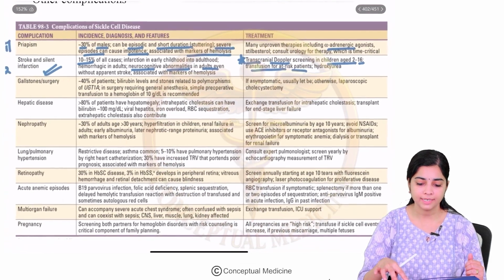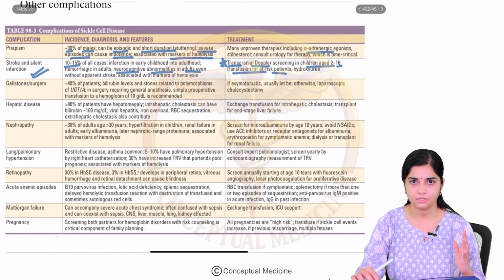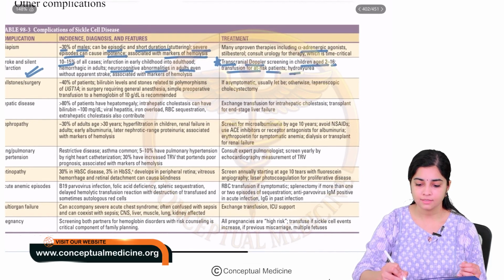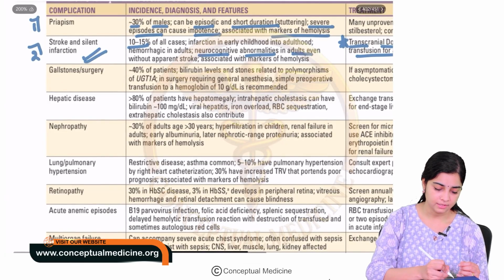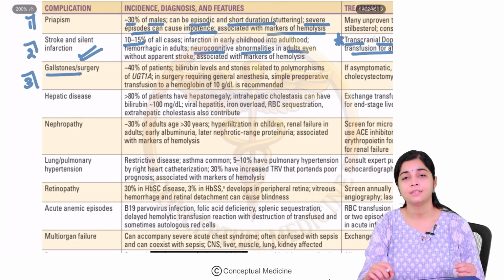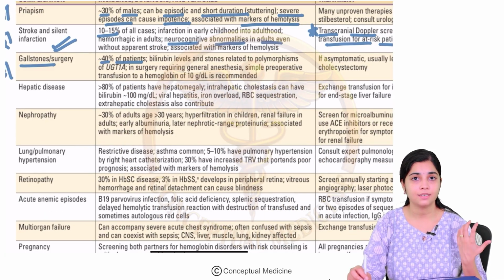It has been found that repeated blood transfusion usually decreases the risk of stroke in such individuals, and hence they may become transfusion dependent. Otherwise, certain drugs like hydroxyurea can also be initiated. Then third, you can have gallstones, again because sickle cell anemia can result in both intravascular as well as extravascular hemolysis.